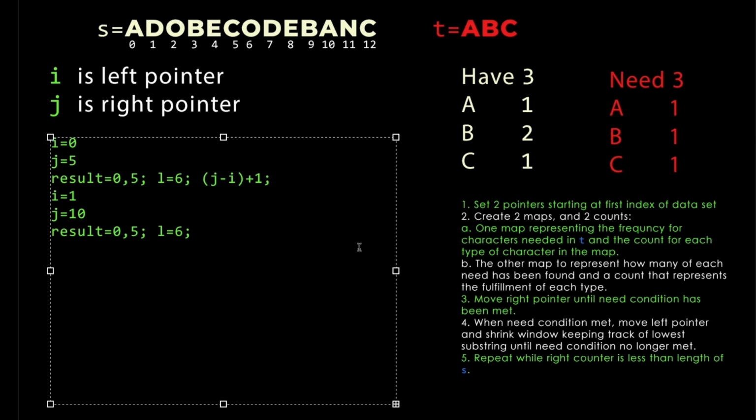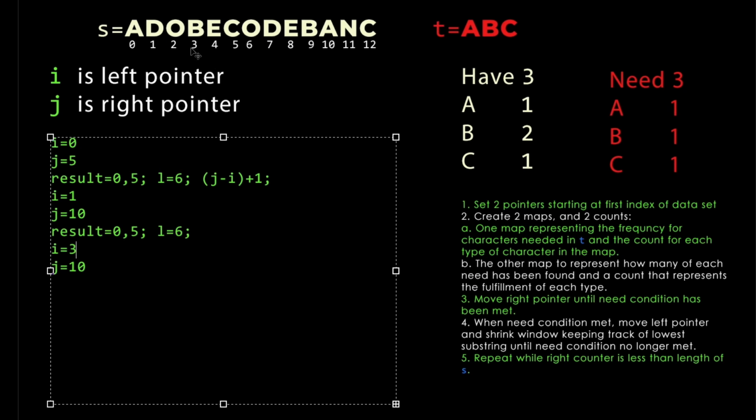We also know that when we meet the condition, we need to move over the left pointer. So the left pointer is now going to be at 2. So i is equal to 2. It's an o. We don't need any o's, but we're still going to be checking for the new minimum substring. So 10 minus 2 is 8, plus 1 is 9. It's still not less than. 10 minus 3 is 7, plus 1 is 8. Still not less than our 6 here.